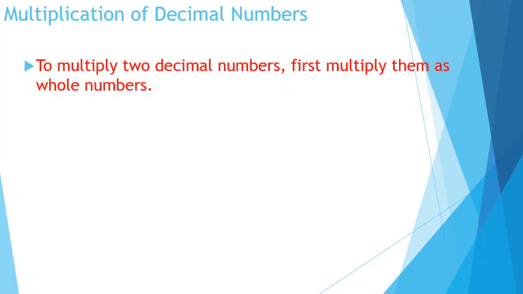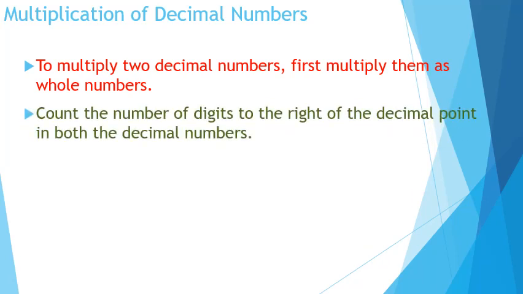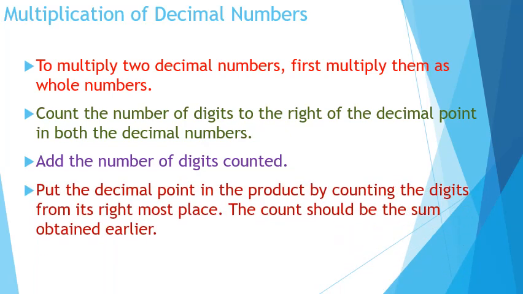To multiply two decimal numbers, first multiply them as whole numbers. Count the number of digits to the right of the decimal point in both the decimal numbers. Add the number of digits counted. Put the decimal point in the product by counting the digits from its rightmost place. The count should be the sum obtained earlier.